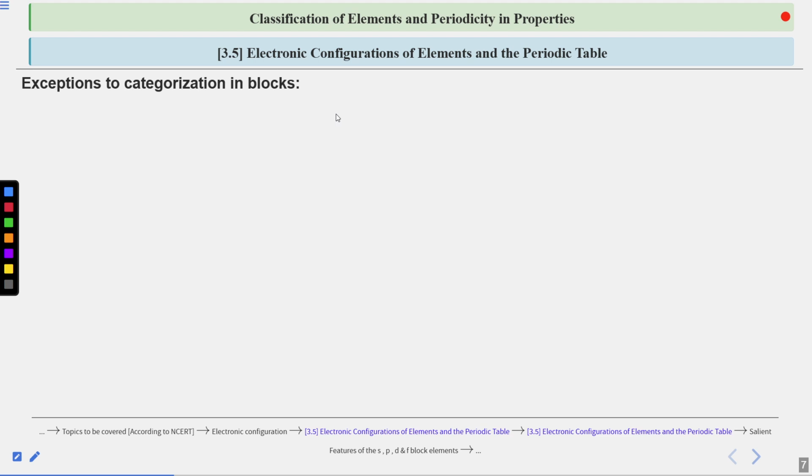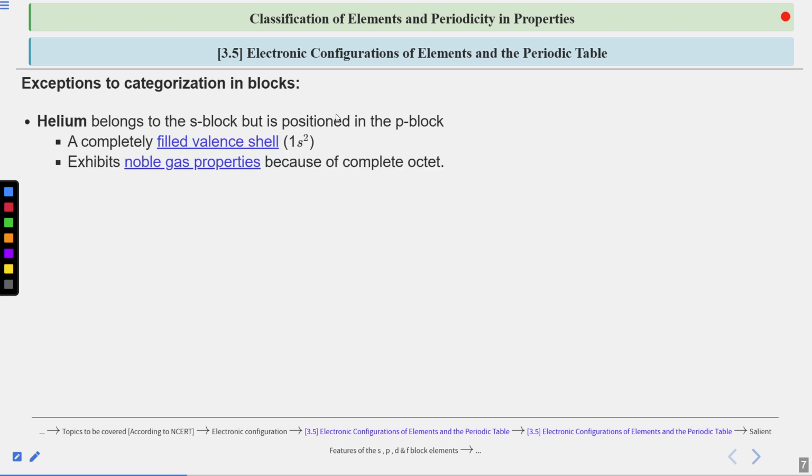Now there is an exception to this characterization, which is very important to address. That exception is related to two elements. The first one is helium. Your helium must belong to the S block. What is the reason behind it? Because its outermost electronic configuration is ns2, which is 1s2. It has no electrons in any other subshell also. It is only present in the S. So it should fall in the S block.